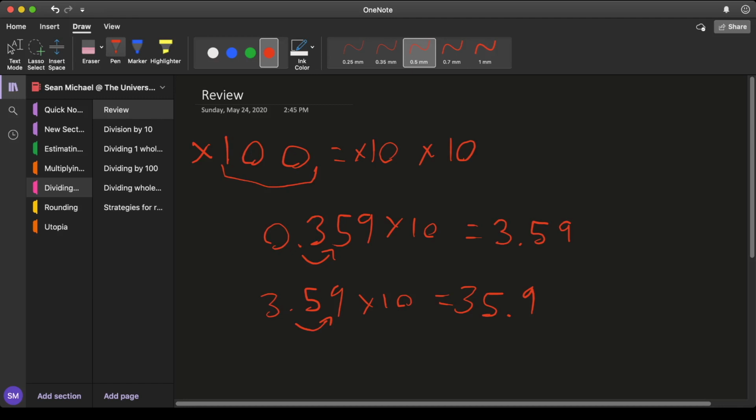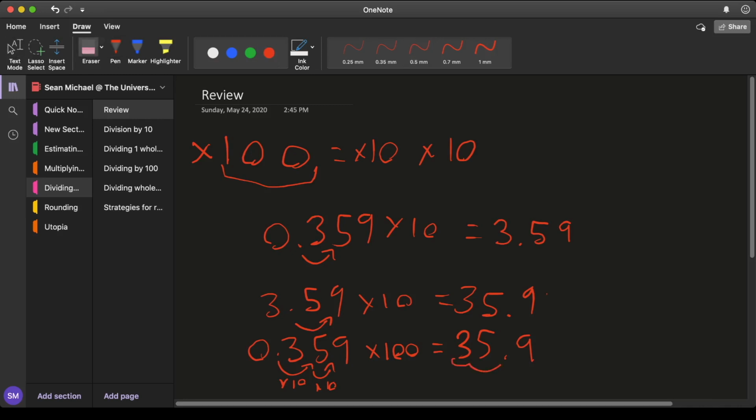Let me show you. If you take 0.359 and you times that by 100, you'll get the same thing, because instead of just going over once, like times 10, it's times 10 and then again times 10, and really that's the same as timesing by 100. So that'll equal the same thing, 35.9, and that's what you get when you multiply by 100. The decimal place was here, moved over once, moved over twice.